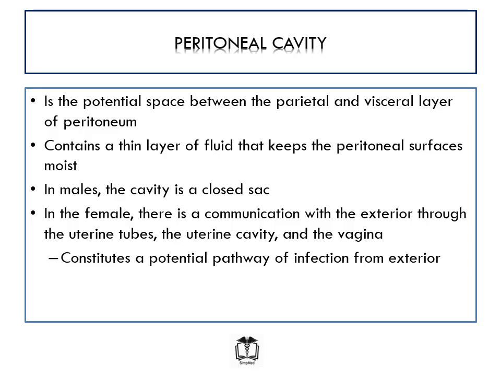Let's complete this particular module by talking about the peritoneal cavity. The peritoneal cavity is a potential space that lies between the parietal and the visceral layers of peritoneum. It contains a thin layer of fluid that keeps the peritoneal surface moist. This is referred to as the peritoneal fluid. Peritoneal fluid is the fluid that is secreted by the mesothelium of the peritoneum.